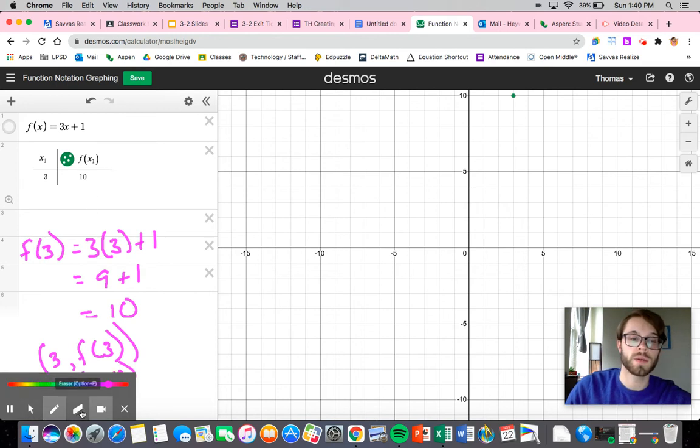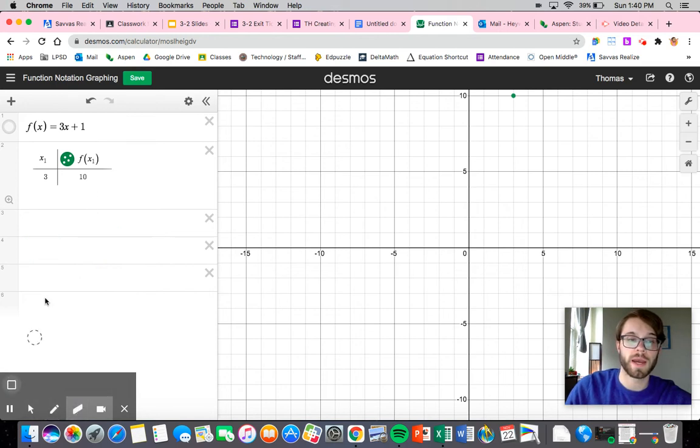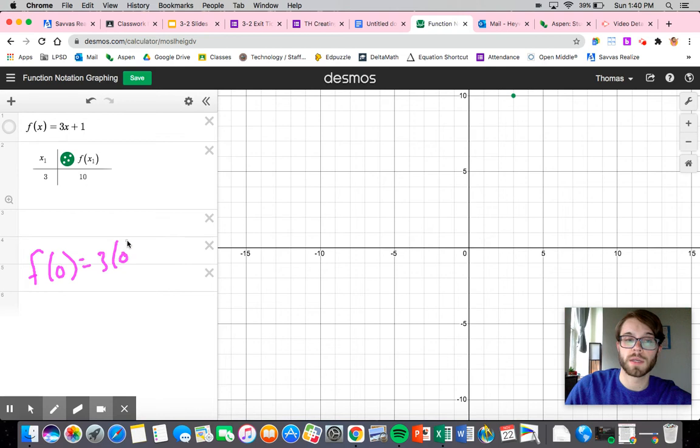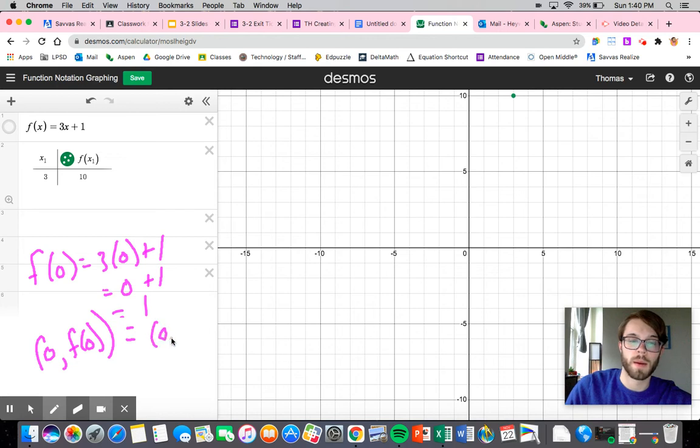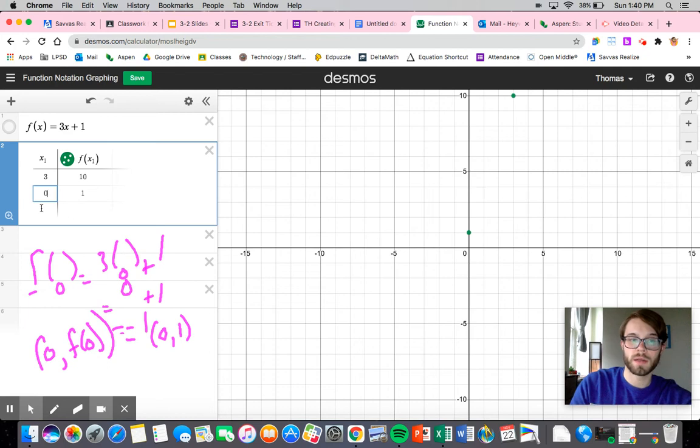Now, I could do similarly with pretty much any other value. If I did f of 0, it'd be 3 times 0 plus 1, which is 0 plus 1, which is just equal to 1. So my 0 comma f of 0 is (0, 1). It should come up once we plug it in. Once I plug in 0, I get 1.